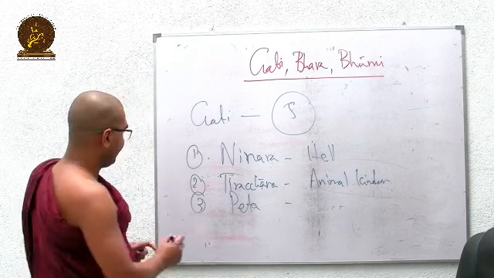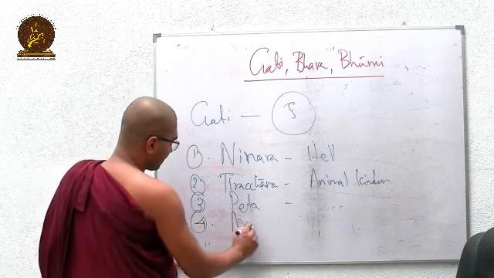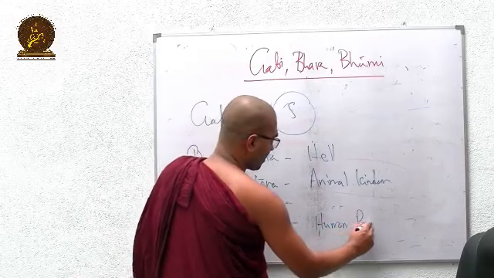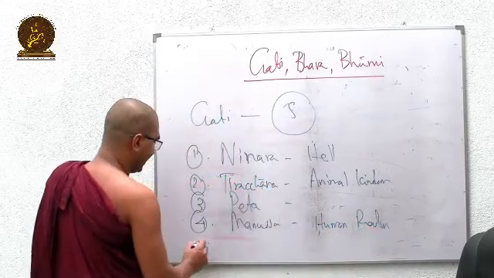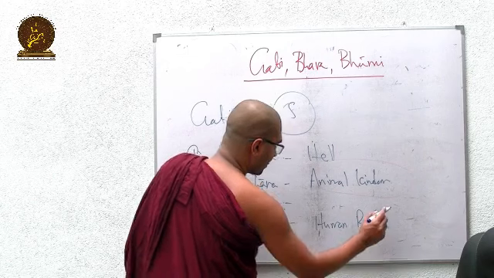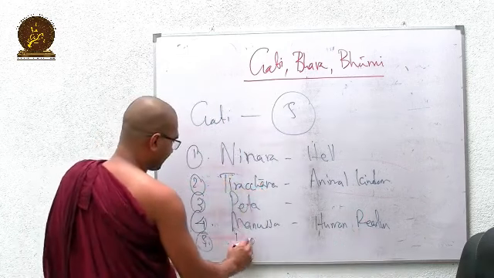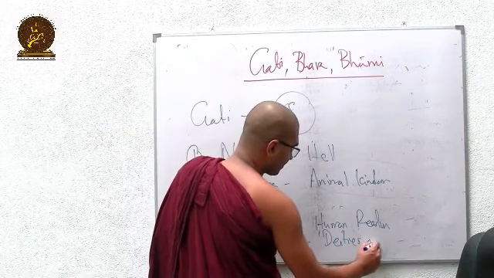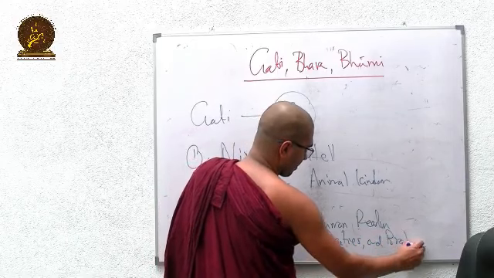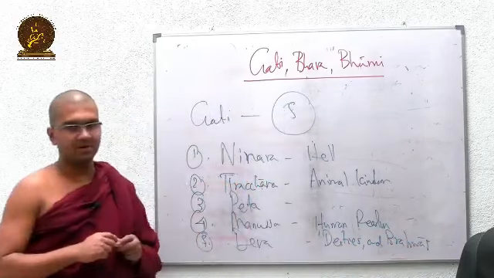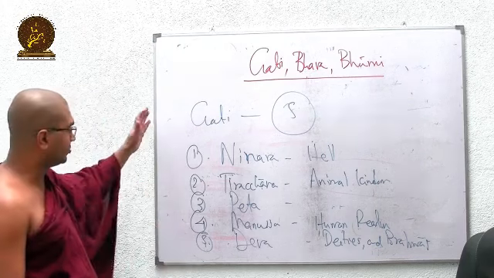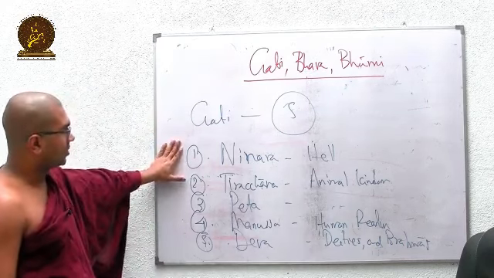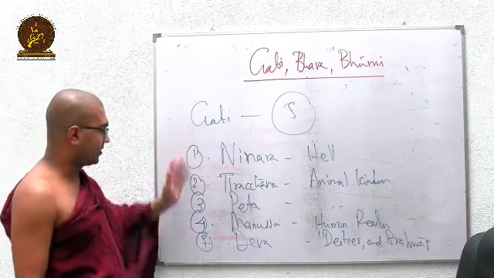Then we have the humans, the Manussa, the human realm. Then we have the animal realm. Finally, we have Devagati. Deva here includes the deities and Brahmas. This is how the entire existence has been divided by the Buddha, as mentioned in the Theravada literature, in suttas. So, all the beings would be categorized into any of these five.